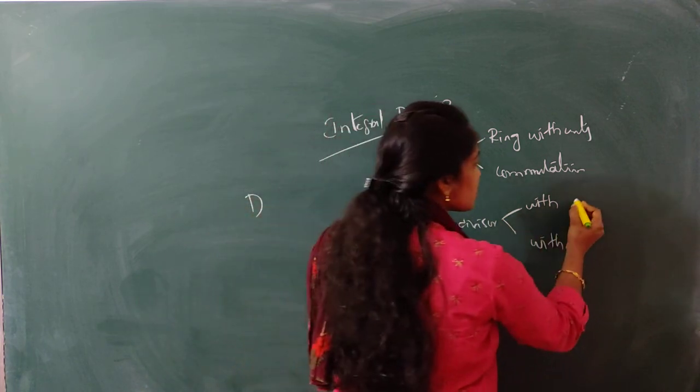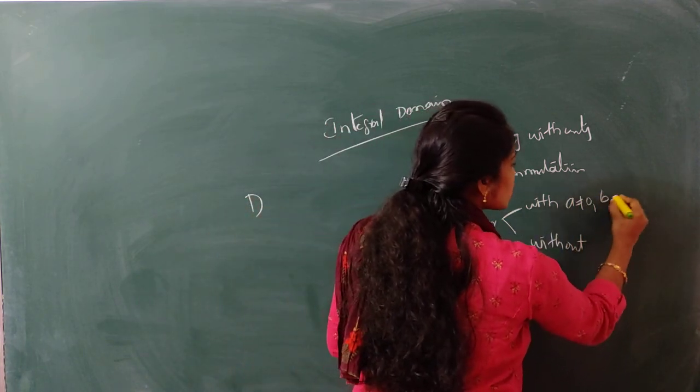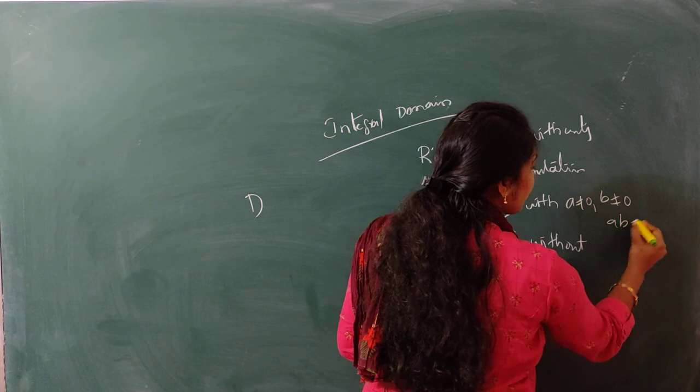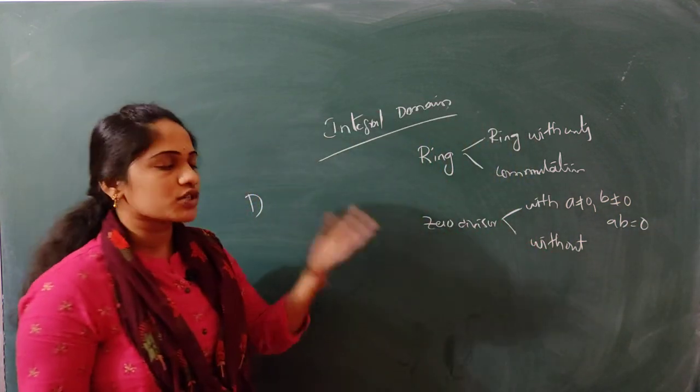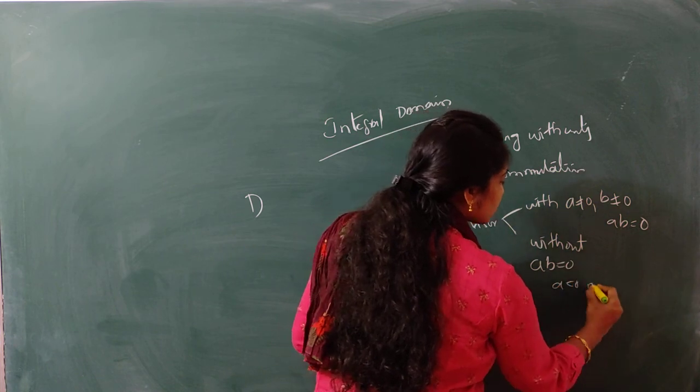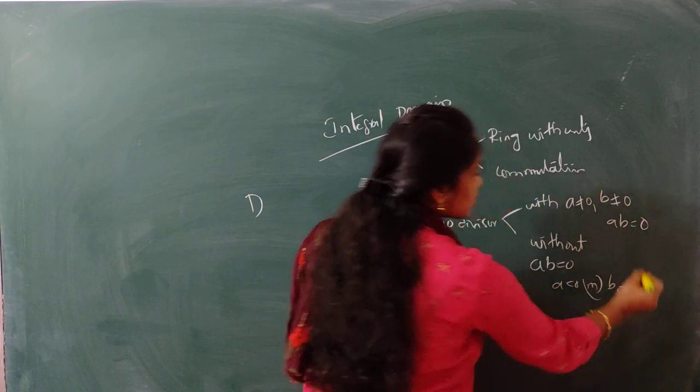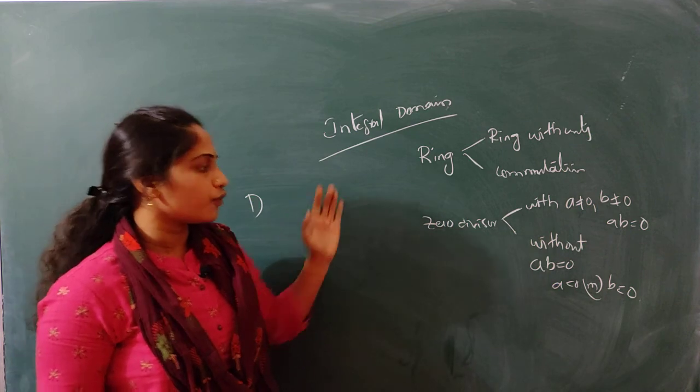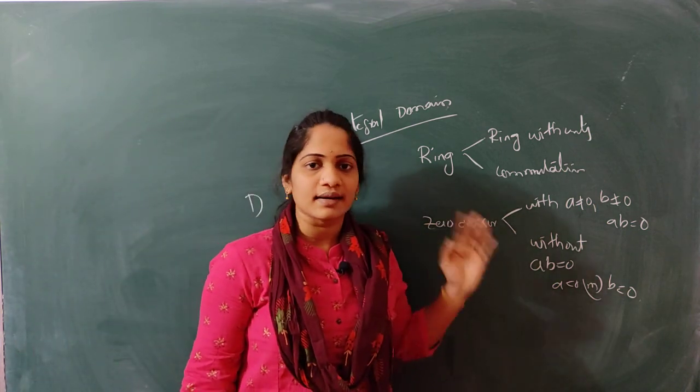Zero divisors: with zero divisors means if you take 2 non-zero elements, the product can be equal to 0. Without zero divisors means if the product AB equals 0, then either A equals 0 or B equals 0. So this is the preview of what we have discussed in the earlier videos.